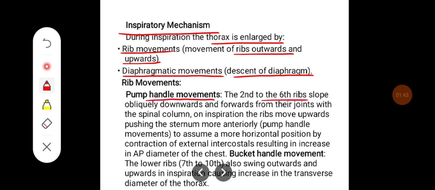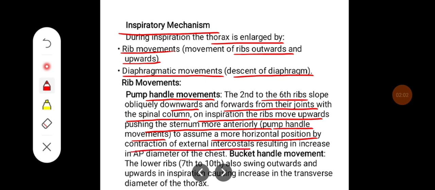The second to sixth ribs slope obliquely downwards and forwards from their joints with the spinal column. On inspiration, the ribs move upwards, pushing the sternum more anteriorly, which is called pump handle movement, to assume a more horizontal position by contraction of external intercostals, resulting in increased AP diameter of the chest.